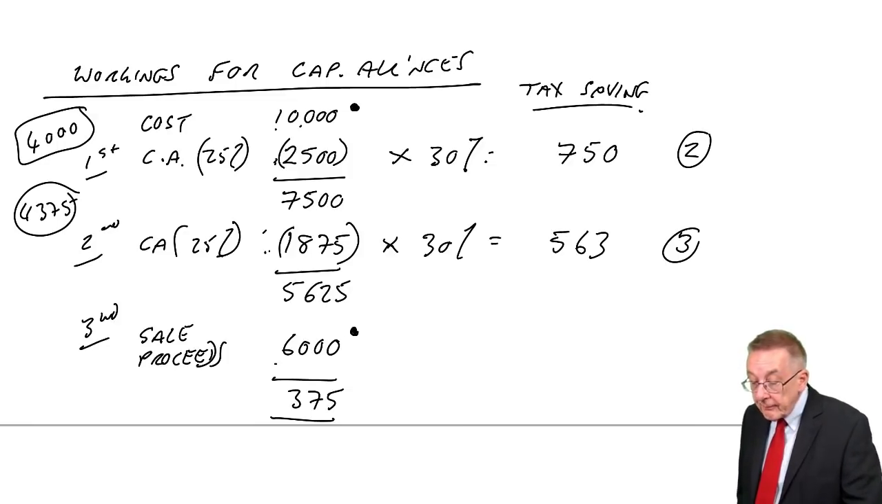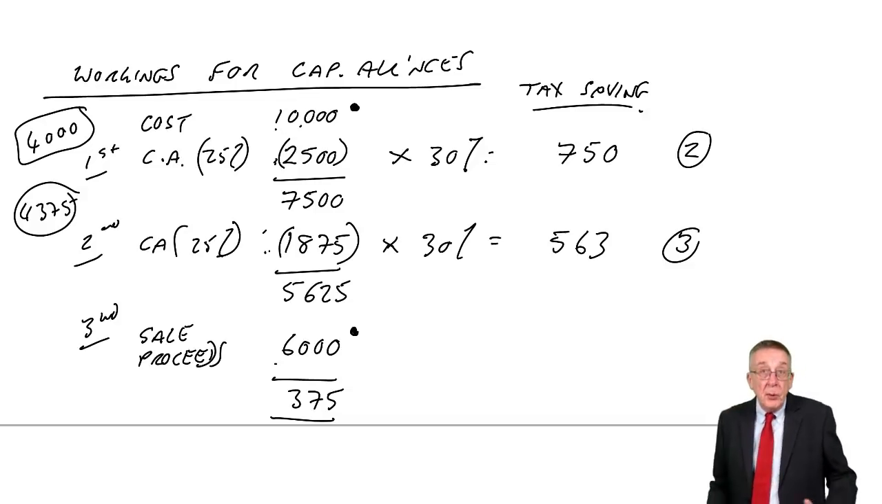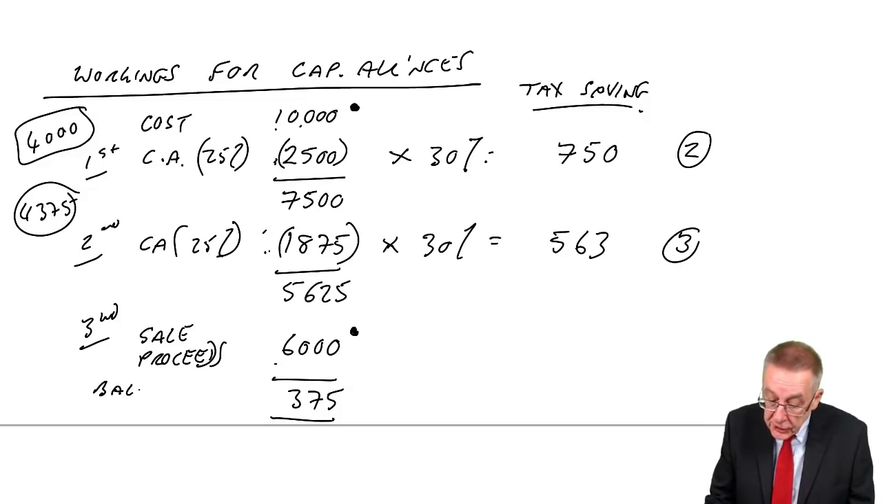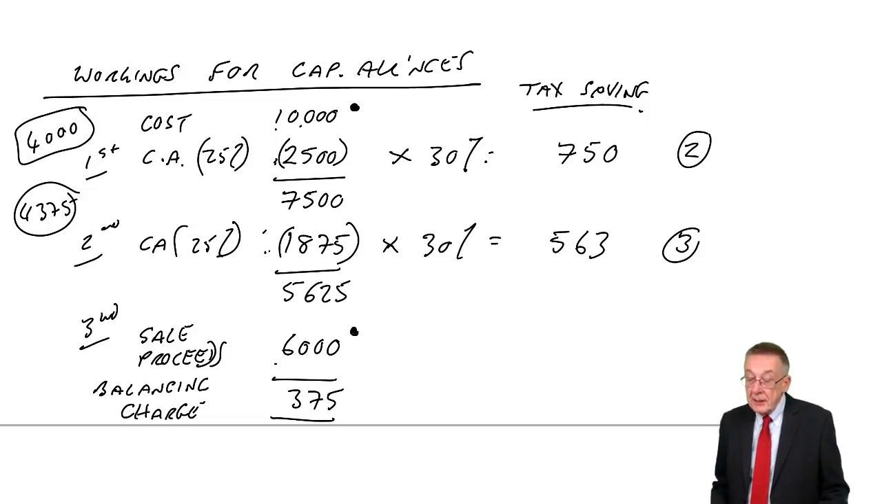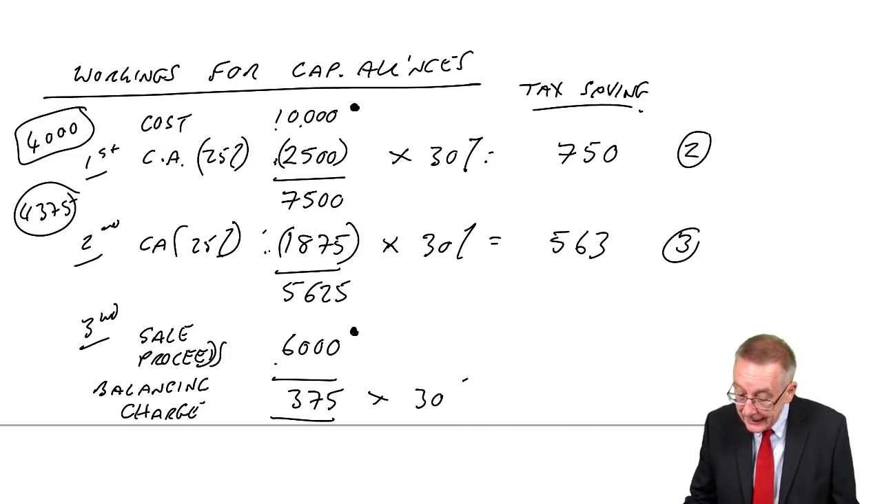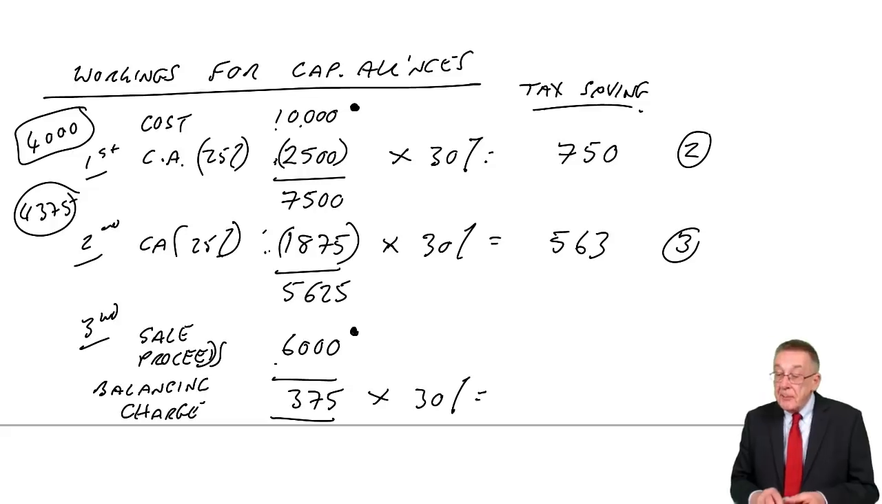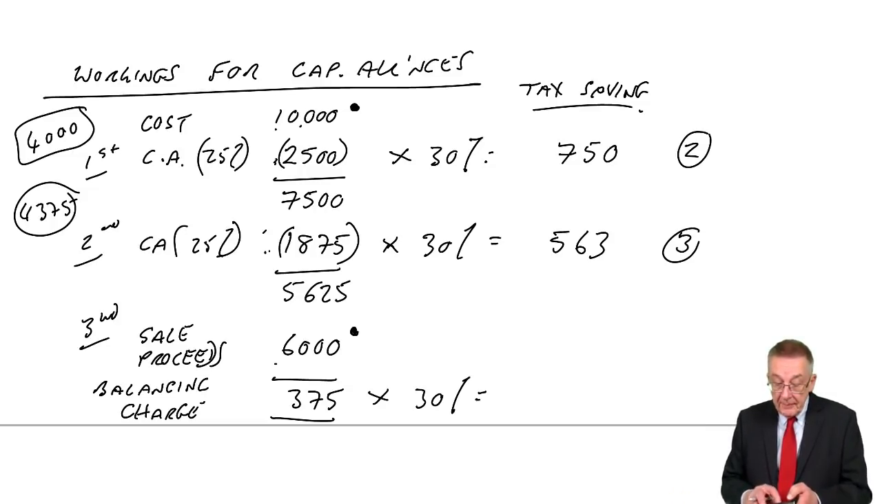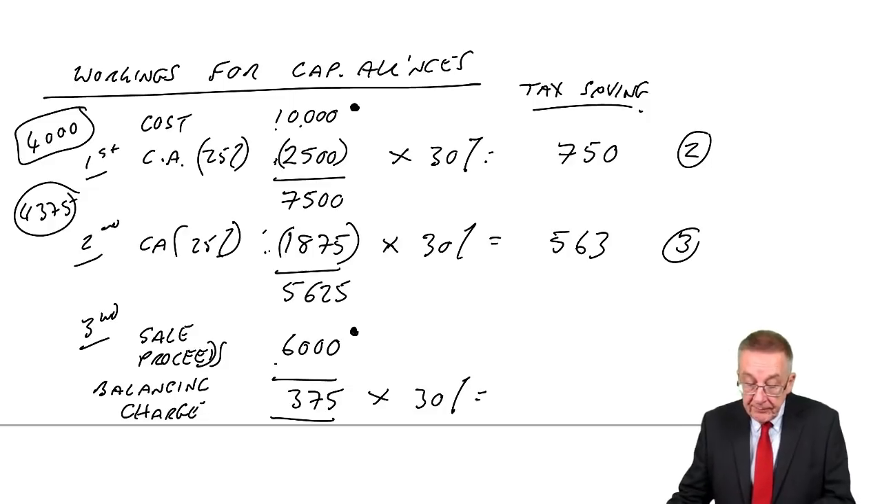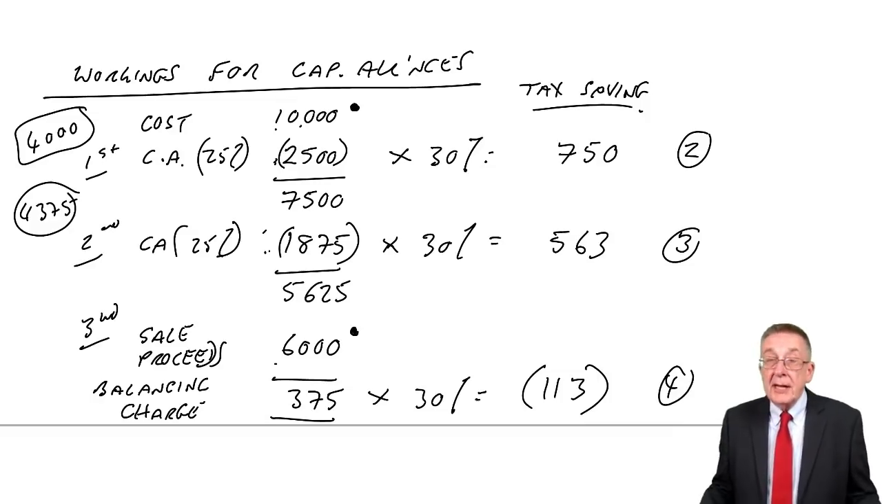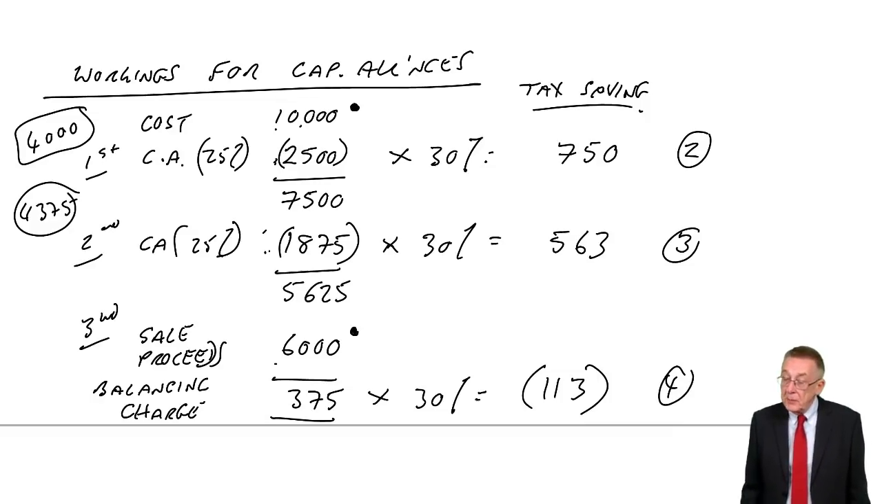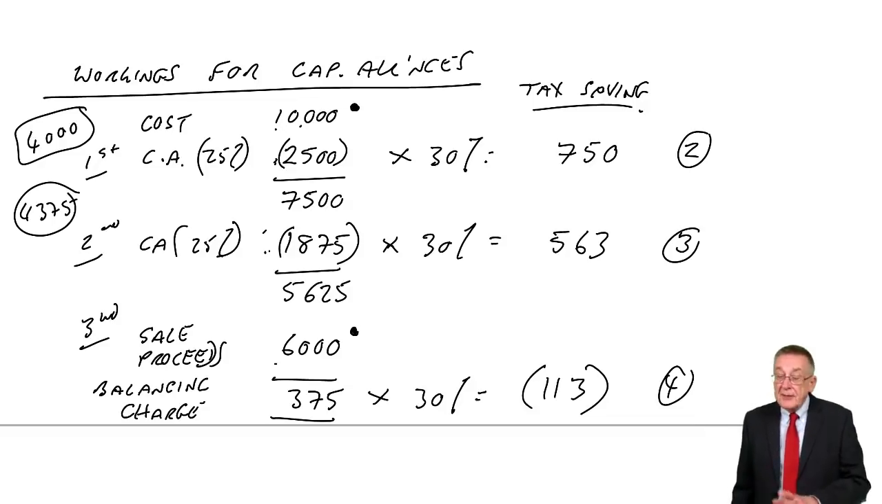Here, we've had 375 more than we're entitled to. And so we have what we call a balancing charge. And we'll have to pay tax on that 375. And so there'll be an extra tax payment, or an outflow, 375 times 0.3, 113. Now, it'll be a year later, time four. I'll go back to the cash flow table in a moment. But do see what I've done.